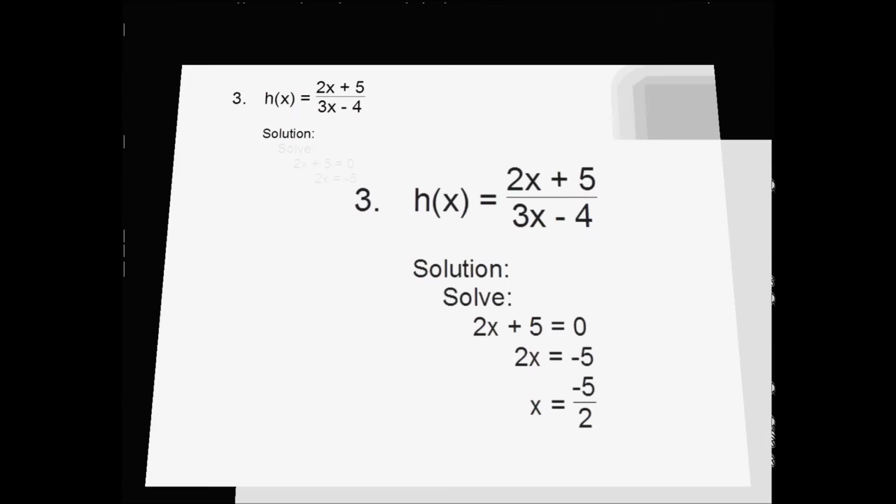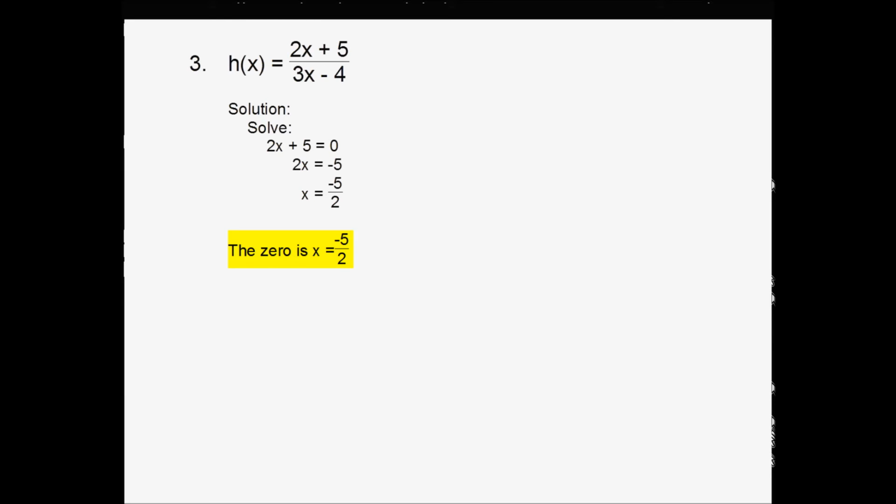So set the numerator, 2x plus 5, equal to 0. Subtract 5, divide by 2. So my 0 is negative 5 halves. So x equals negative 5 halves is your 0. Remember, where the numerator is 0, those are the zeros of the function. That's also the x-coordinates of the x-intercepts. Worrying about the denominator equal to 0, that's a domain problem.